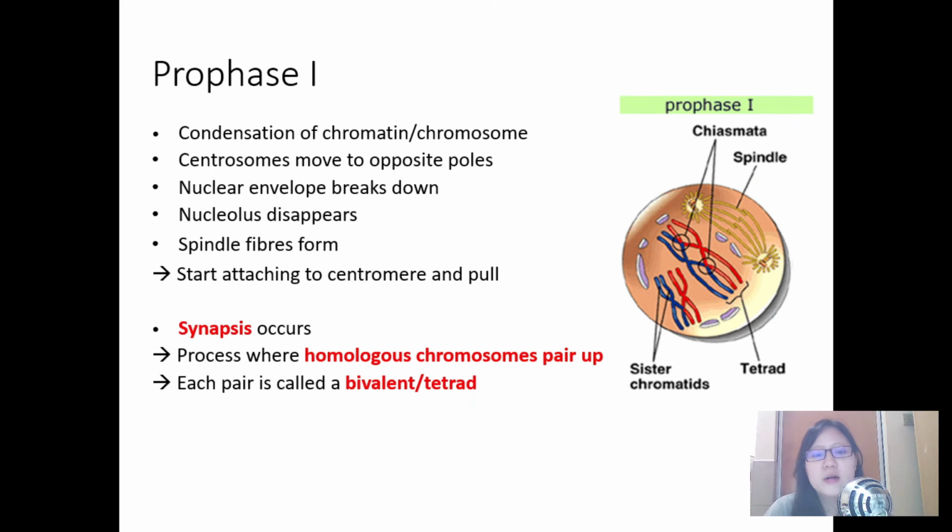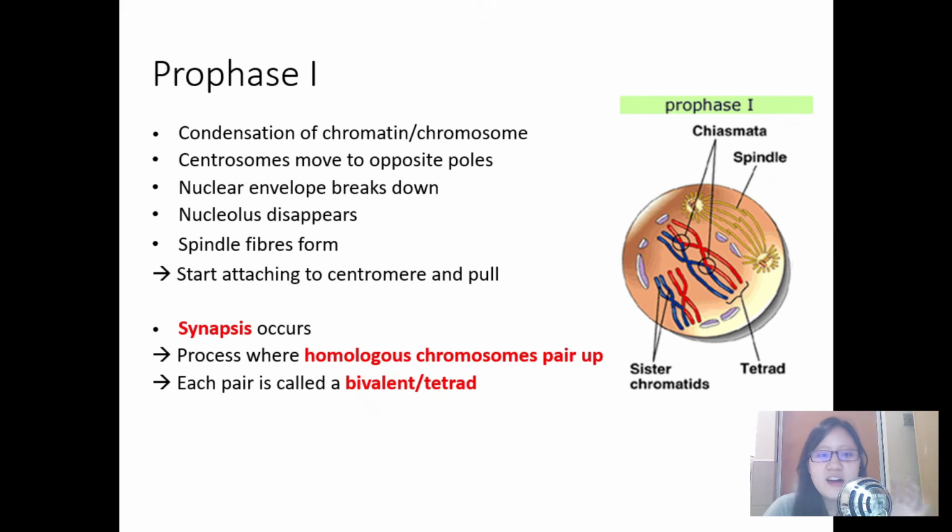And each pair is called a bivalent or a tetrad. You can use both these names. It means the same thing. Bivalent as in there are 2 of them. Tetrad as in there are 4 sister chromatids lined up together here.